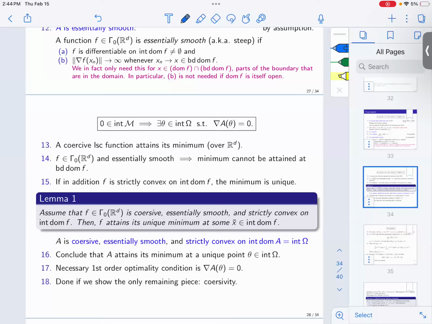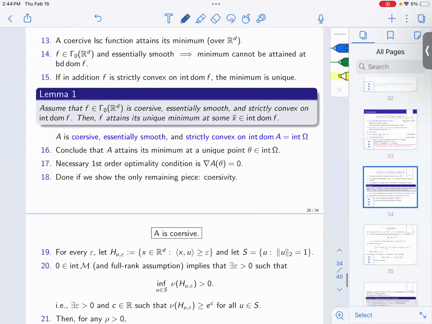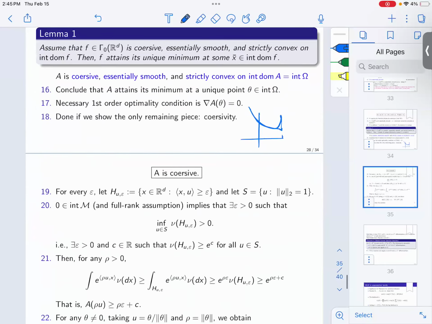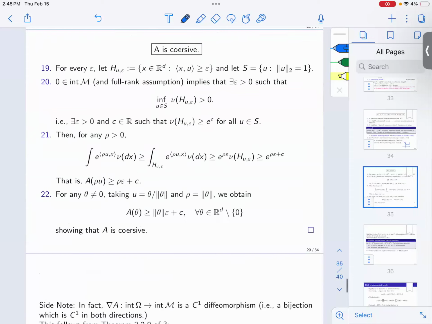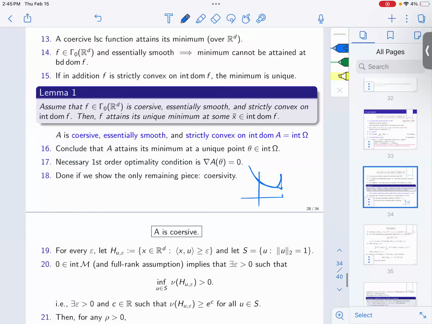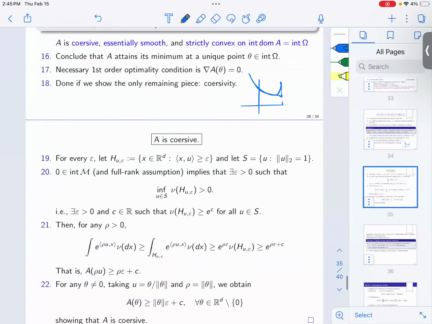So you want to prevent things that look like this. If you have a boundary, you can have a convex function whose minimum occurs at the boundary. But if the function goes all the way to the boundary and just blows up there, so the derivative blows up, then it forces you to have a minimum inside. So this is essentially smooth. Coercivity prevents this business that I mentioned. So what is the definition of coercivity?